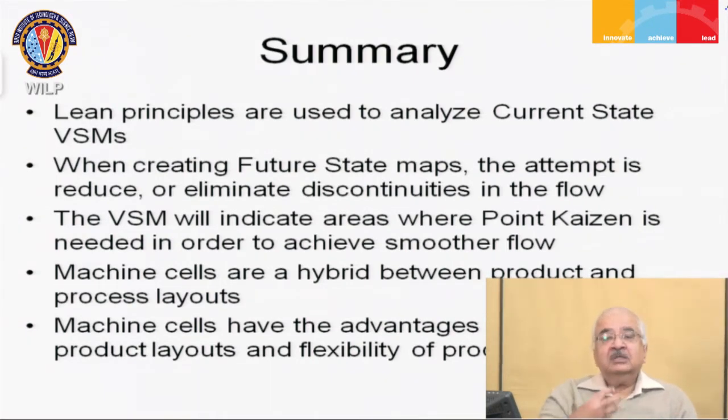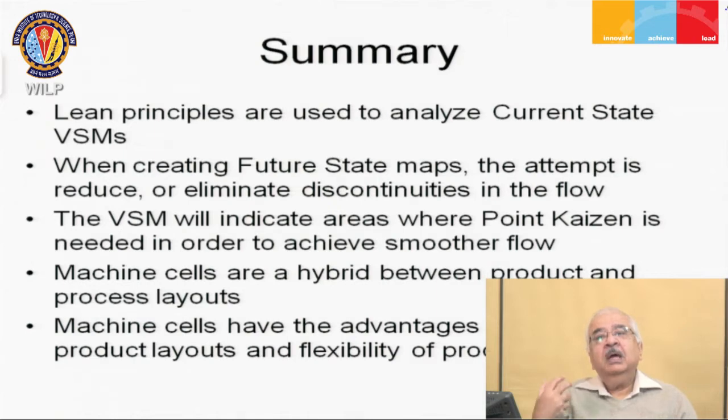So that would require some point Kaizen, so that would require further investigation. The value stream map itself doesn't tell you how to make that change, but it tells you where to focus on that particular change so that smoother flow can be achieved. It also tells you the fact that you had to improve the uptime as well as the changeover time for the welding machines so that you could come up with a smooth flow in the welding and the assembly cell.